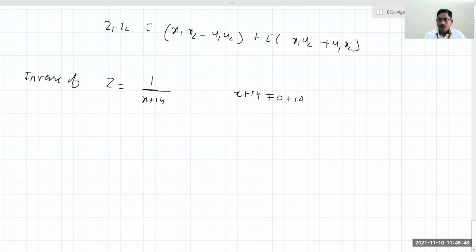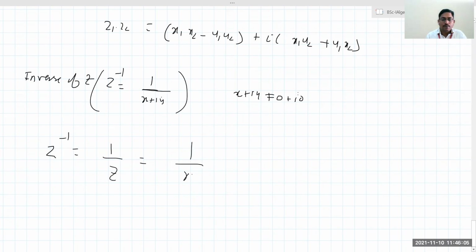So how will you find the inverse of this? The inverse of z is denoted like this. So z inverse is 1 by z, that is 1 upon x plus iy. And you know the rationalization of the denominator by multiplying by the conjugate. We have to recall the definition. What is the complex conjugate of this x plus iy? X minus iy. And what is the product of x plus iy and x minus iy?